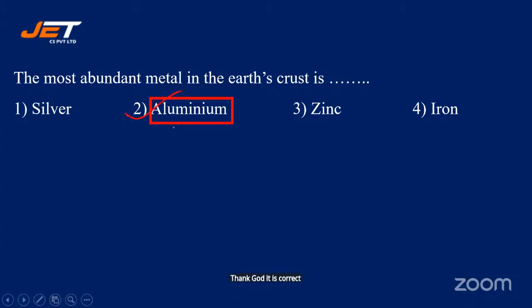So aluminum is the most abundant metal, which is obtained in the form of bauxite. Okay. Bauxite is one form and alumina. These are the two ores or the two forms, alumina and bauxite.